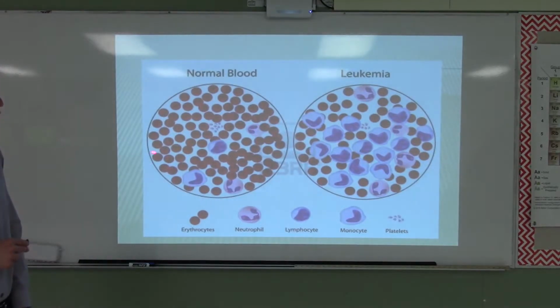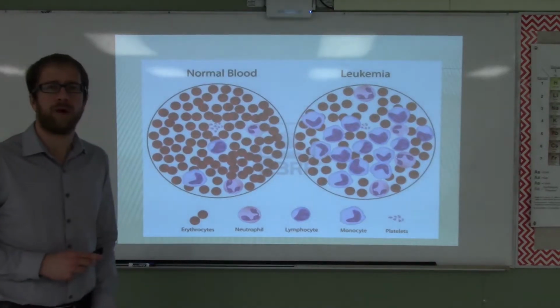So normal blood, you would have a mixture of white blood cells, platelets. Leukemia, you see a much higher incidence of white blood cells.